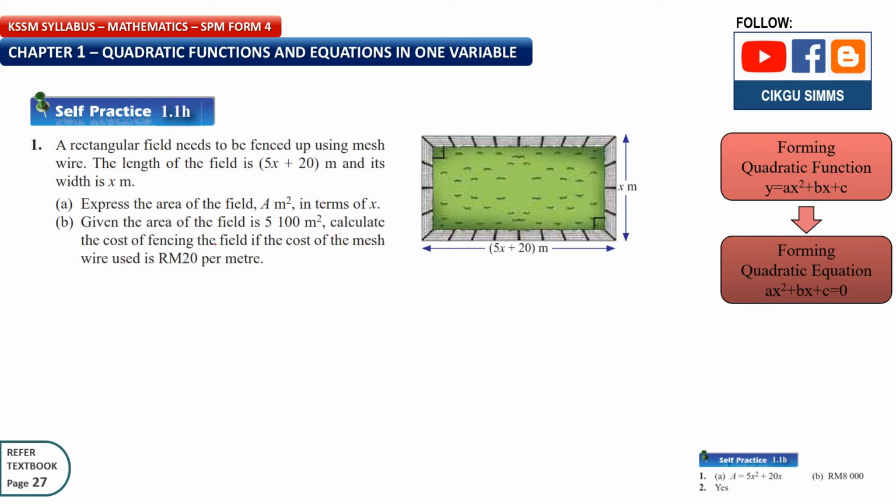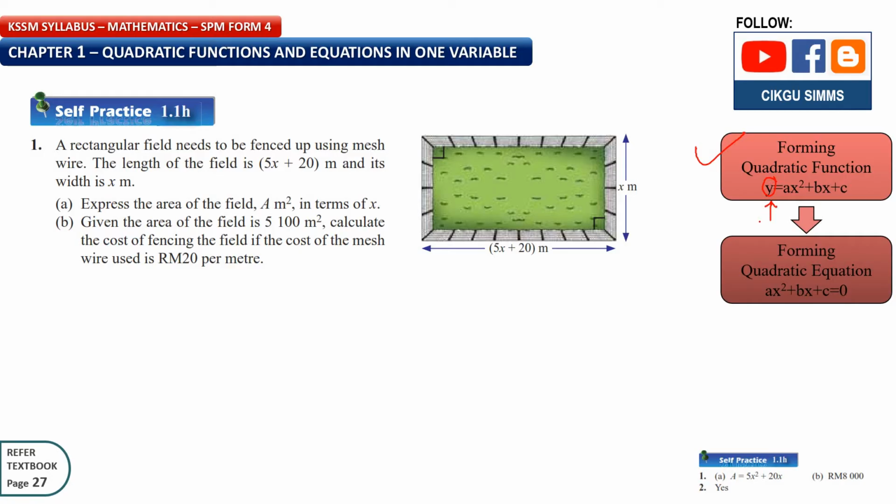So today we will discuss self-practice 1.1h. This practice is about how to form a quadratic function. So you will need to form y equal to ax squared plus bx plus c. And then after forming, the question will tell you what is the value of y.